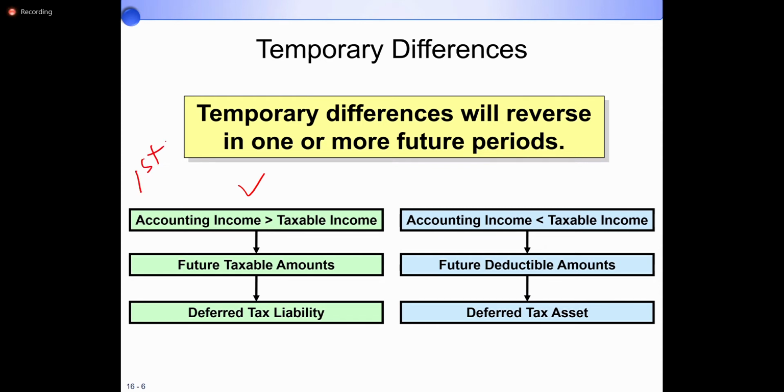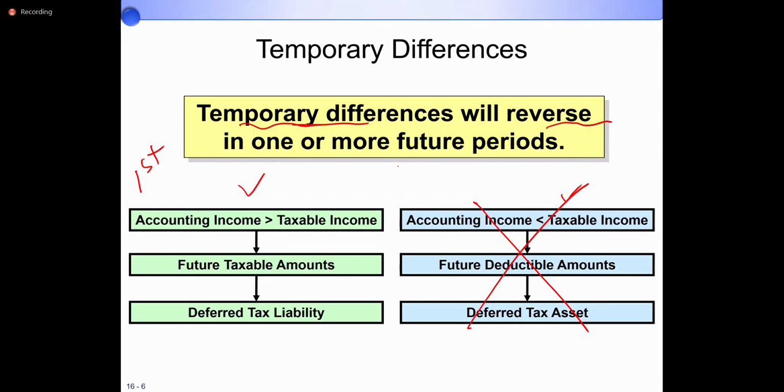In the first situation, first year accounting income is greater than taxable income. In the other situation, accounting income is less than taxable income, right? So there are only two situations, but we don't talk about that one today. Today we focus on the first situation. Again, this is a temporary difference because the difference is going to reverse in a future period.